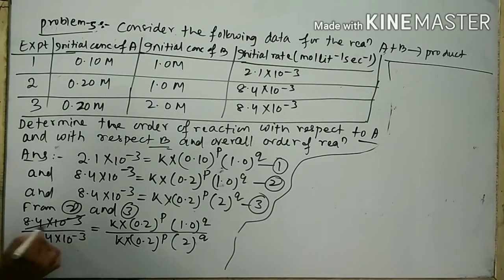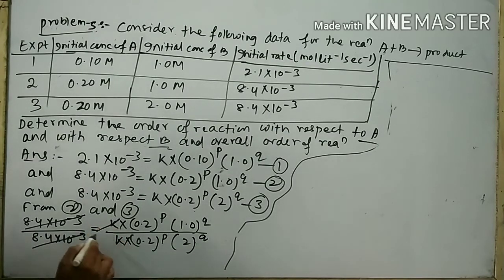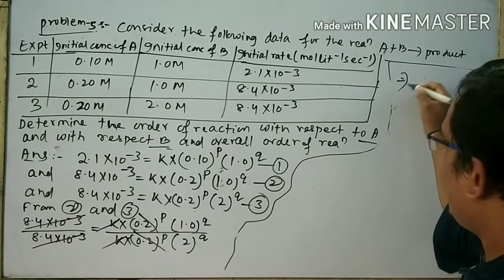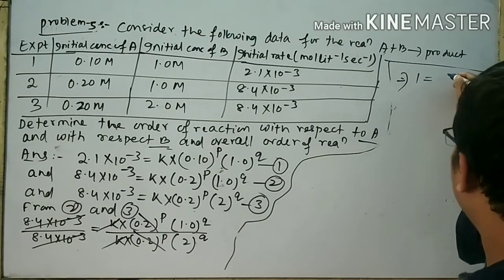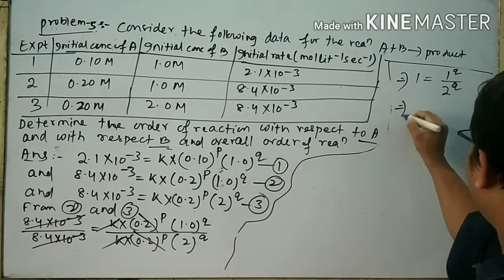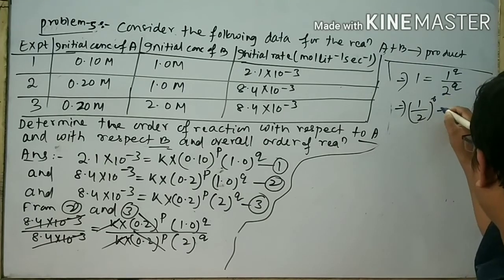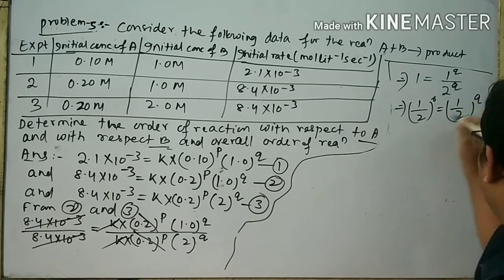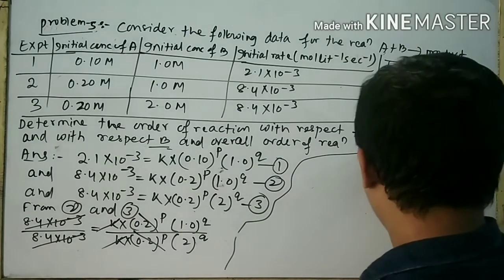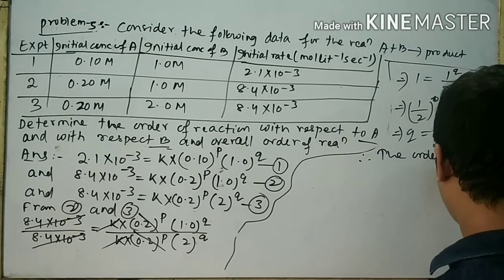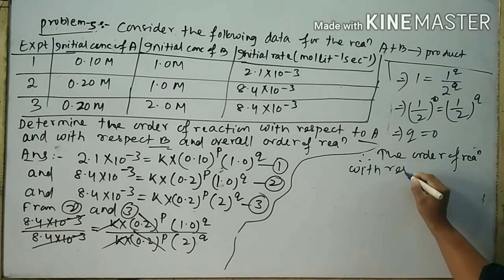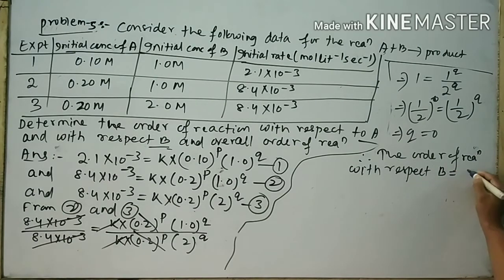Now I can cancel this term, again cancel this term, again cancel this term. Simply I can write 1 equal to 1 to the power q divided by 2 to the power q. Now I can write 1 by 2 to the power 0 is equal to 1 by 2 to the power q. That means q is equal to 0. So we can write the order of reaction with respect to B equal to 0.